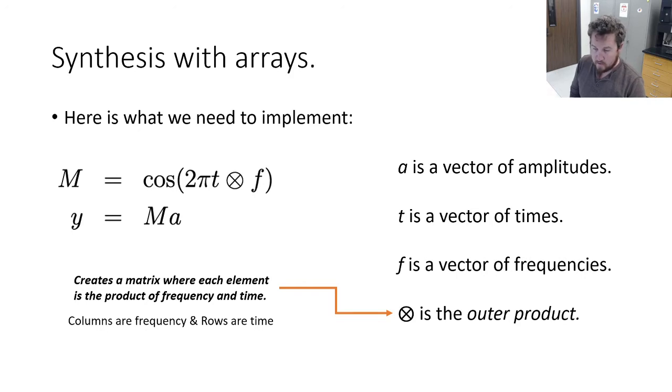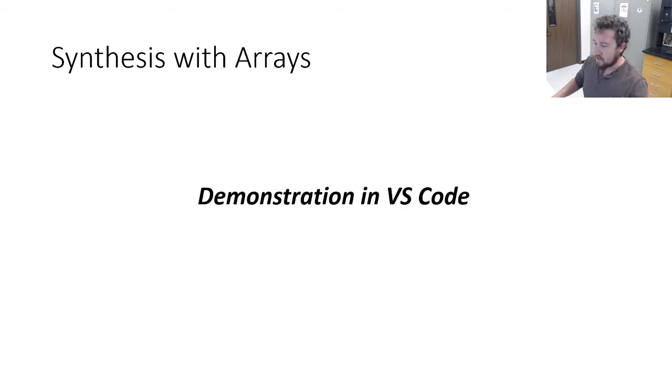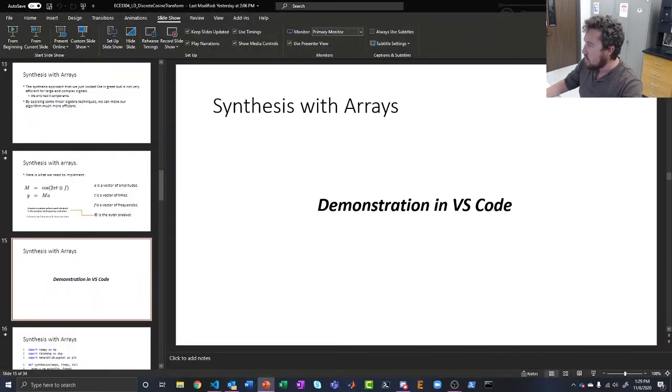No, not at all. Even though they use a similar symbol, no, it's its own thing. It's just the same symbol. Well, actually, the convolution symbol is supposed to be like an asterisk inside a circle. But yeah, the outer product is going to create a matrix of all of the products. All right, let's take a look at VS Code and see what we can come up with.